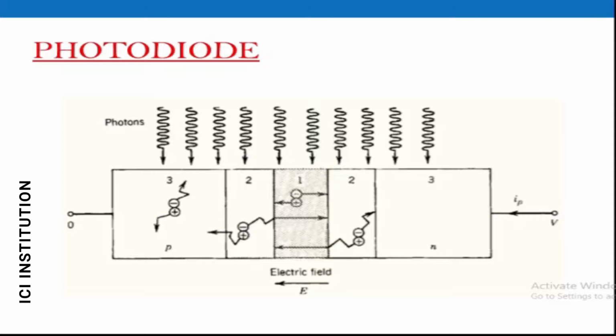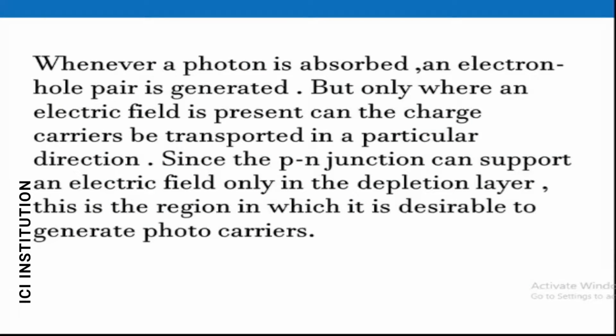Consider a reverse biased PN junction under illumination. Here we can see that there are three regions, region 1, 2 and 3. Whenever a photon is absorbed, an electron-hole pair is generated. But only where an electric field is present can the charge carriers be transported in a particular direction. Since the PN junction can support an electric field only in the depletion layer, this is the region in which it is desirable to generate photocarriers.